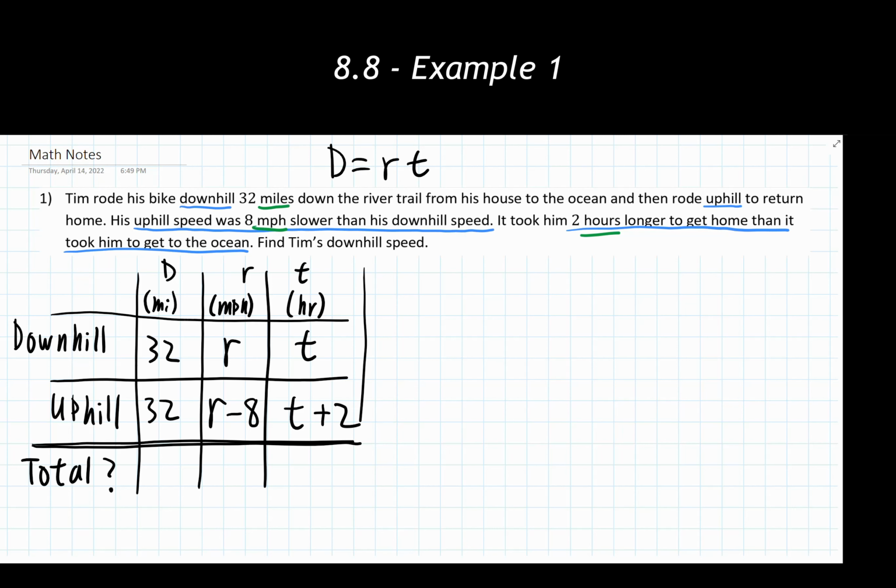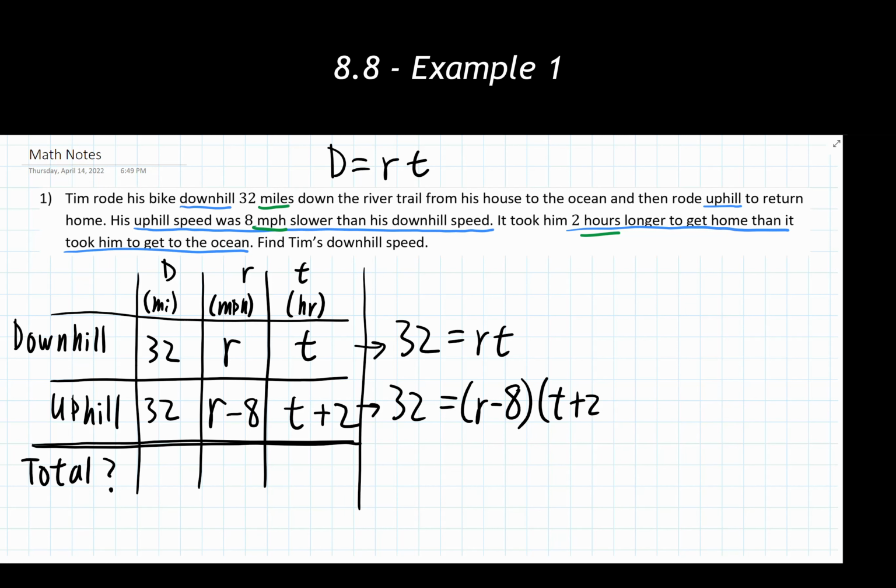Now I can start making equations out of this using this general formula here. So the distance for going downhill is 32 miles equals some rate times some time. For uphill, we know the equation is going to be 32 equals (r minus 8), that's the rate going uphill, times the time, (t plus 2). And now we have two equations for our two unknowns.